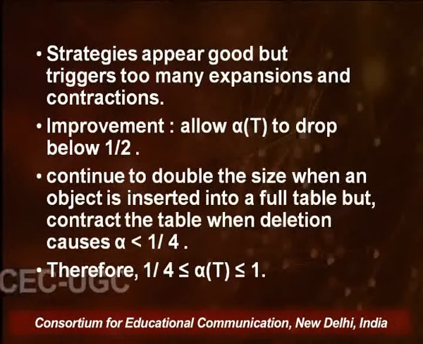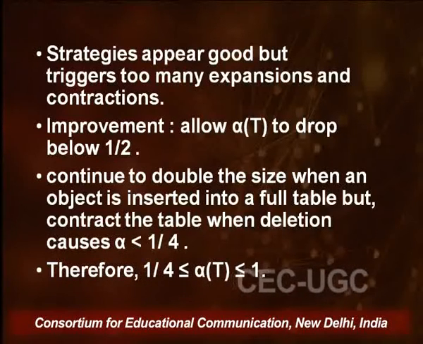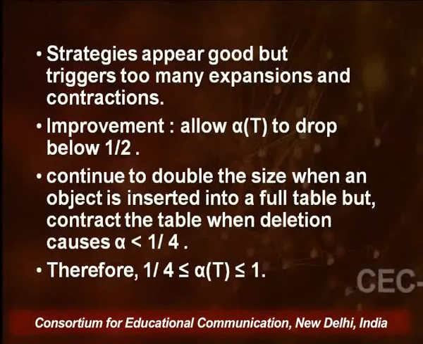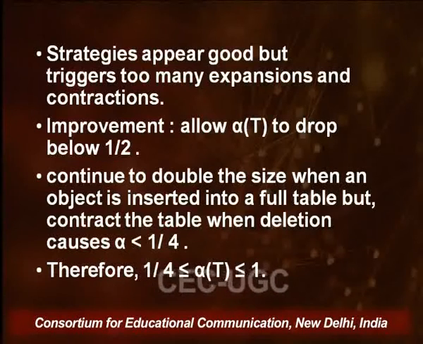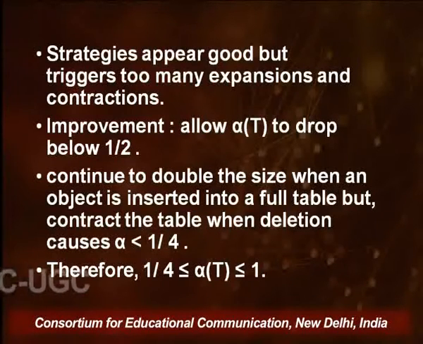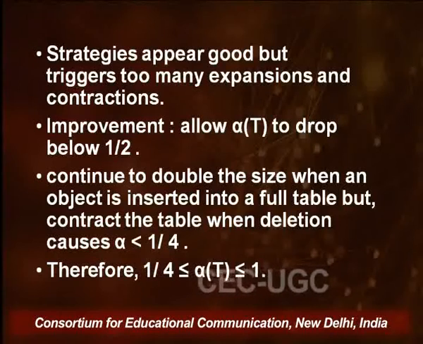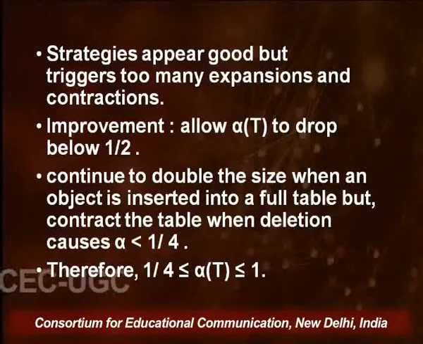The solution says we need to improve upon my potential function, which is alpha t. Here we are not allowing alpha t to drop below 1 by 2, because the moment it drops below 1 by 2, that means the table is half full and we are actually contracting the table. So basically it is not coming below 1 by 2.